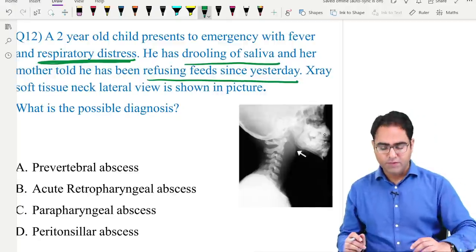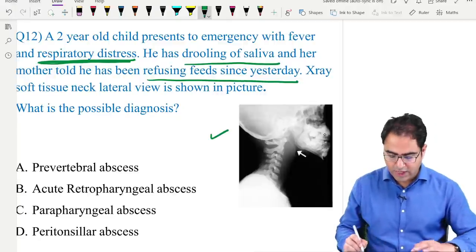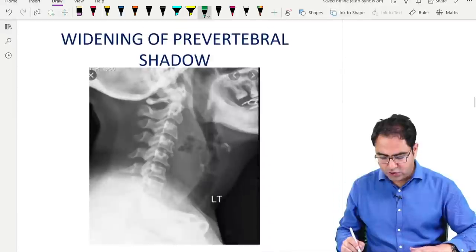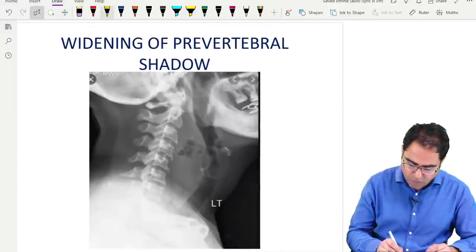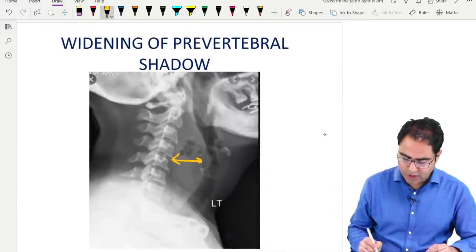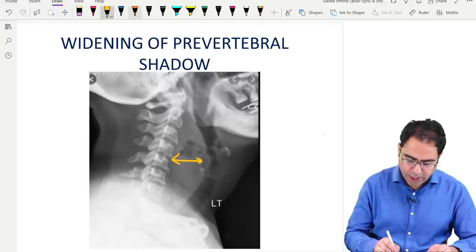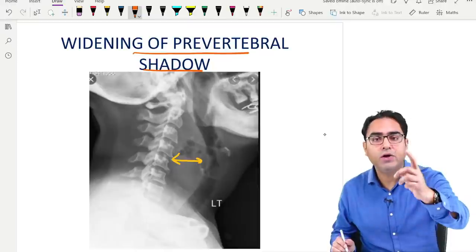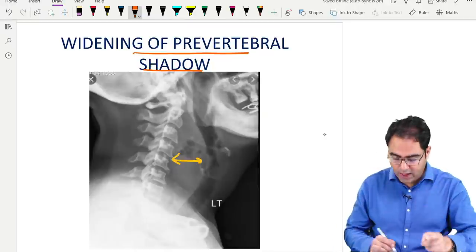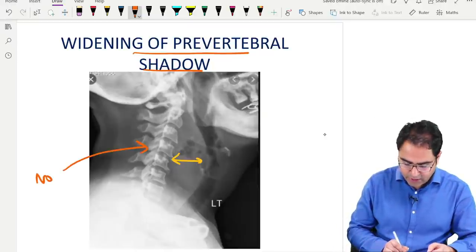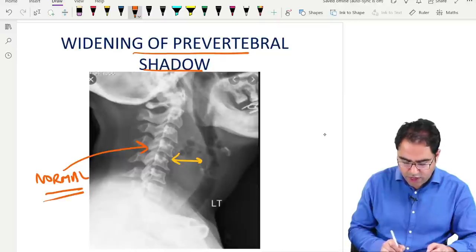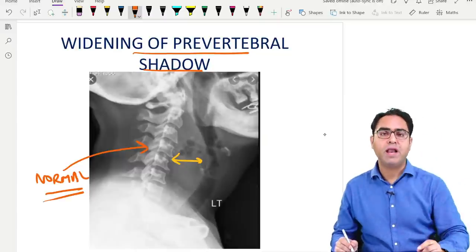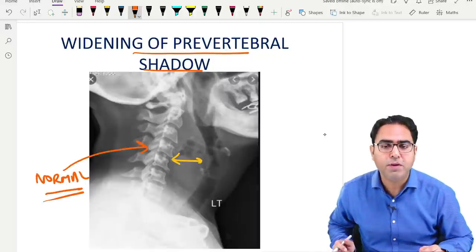The X-ray picture is given, beta. The X-ray typically shows what? Widening of the pre-vertebral shadow. This is a typical feature of acute retropharyngeal abscess, beta. Please understand, the cervical spine is normal, because you are going to ask me, Rajiv, why it is not a pre-vertebral abscess.